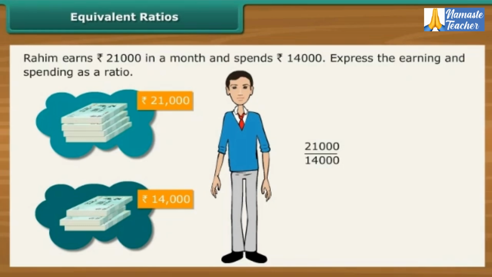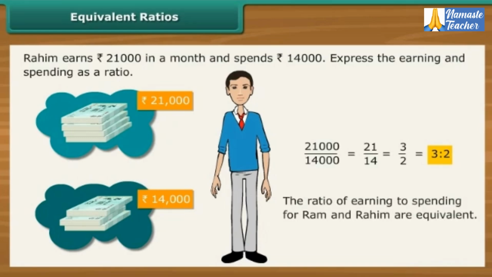21,000 by 14,000 is 21 by 14, which, when reduced to lowest terms, is equal to 3 by 2 or 3:2. It means that out of every 3 rupees earned, Rahim also spends 2. The ratio of earning to spending for Ram and Rahim are equivalent. Division of quantities, values, according to ratios. Let us now use ratios to divide quantities and values.